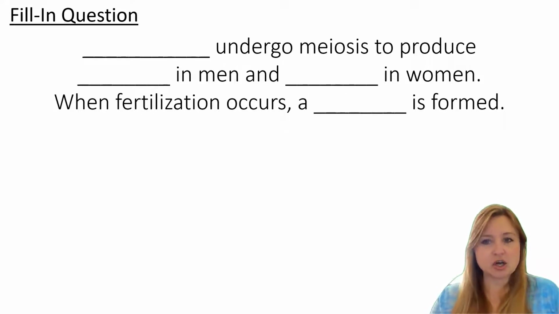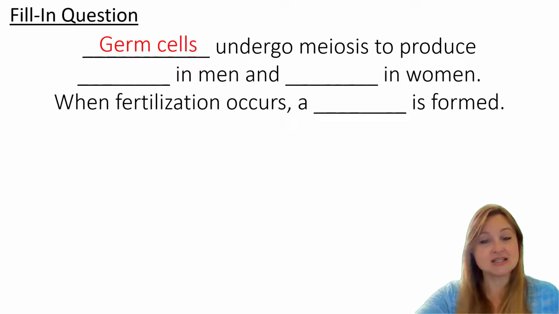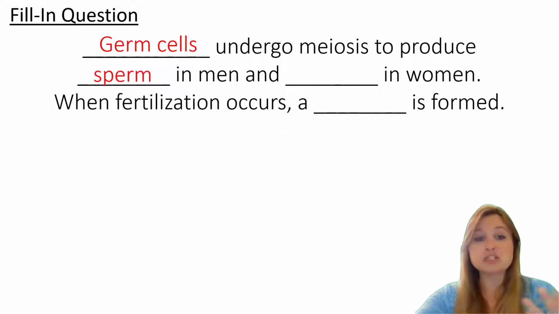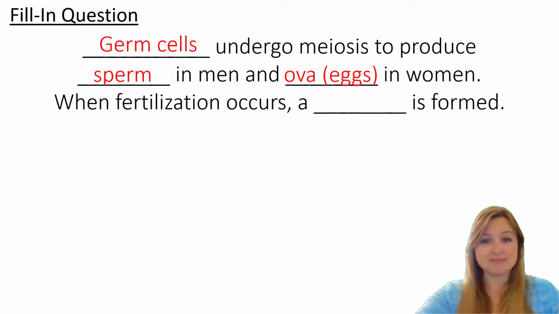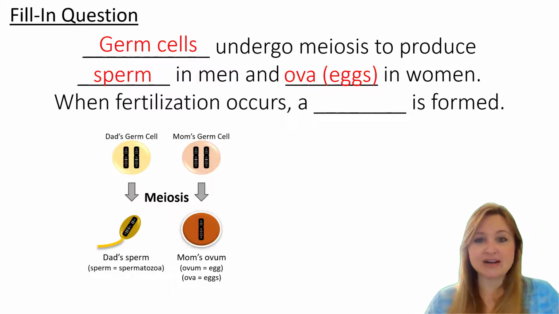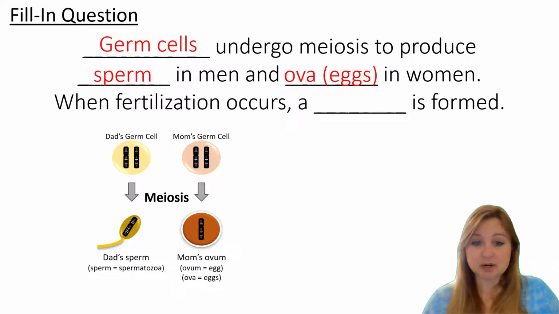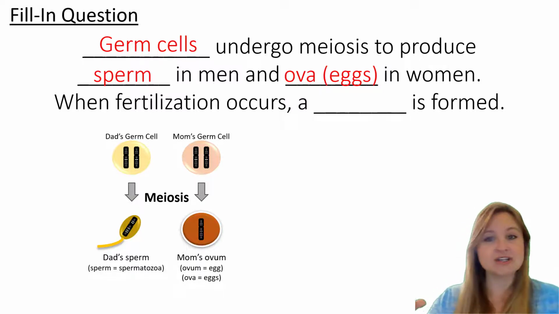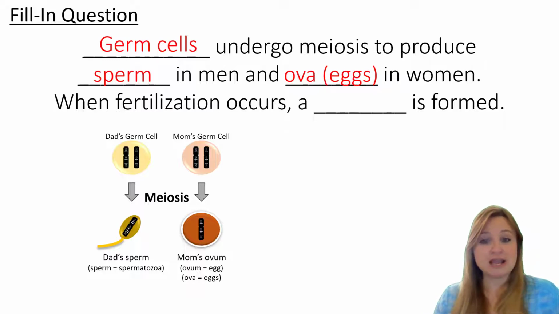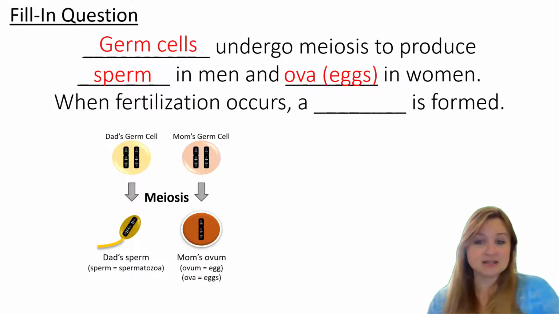Okay, blank undergo meiosis to produce blank in men and blank in women. Germ cells are the things that undergo meiosis, and those germ cells are going to differentiate or become sperm in men and ova or eggs in women. Just as a reminder, here's that diagram we used where the germ cells in dad are going to undergo meiosis to form the sperm, and the germ cells in mom's ovaries are going to undergo meiosis to form her eggs, her ova.